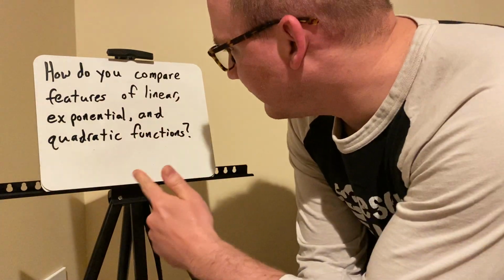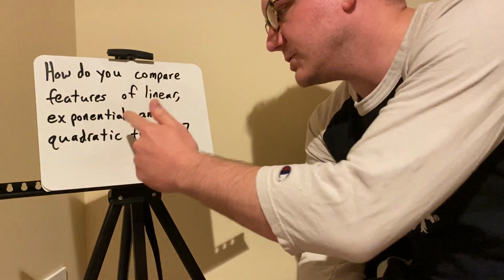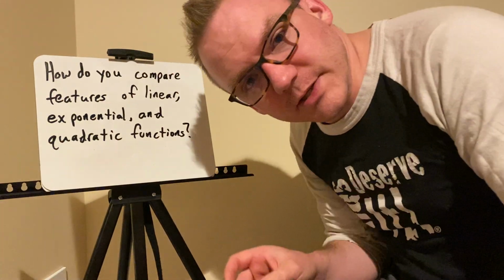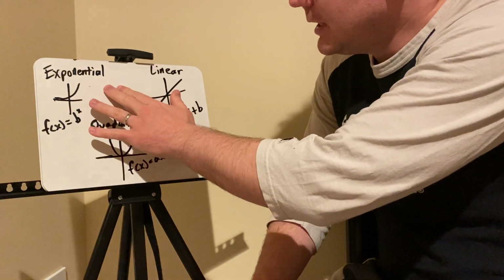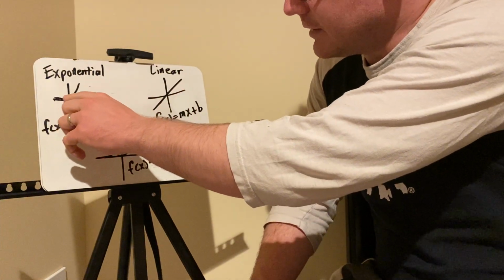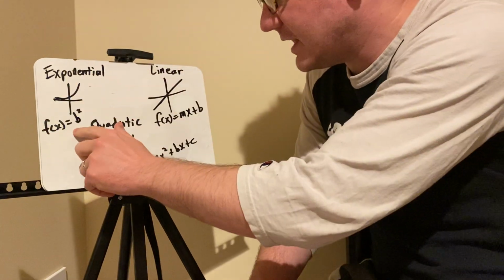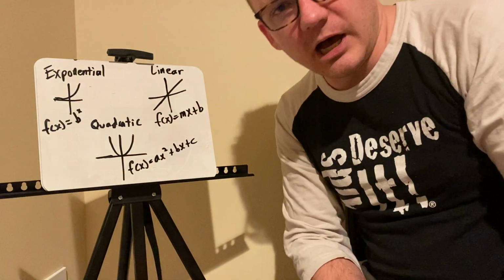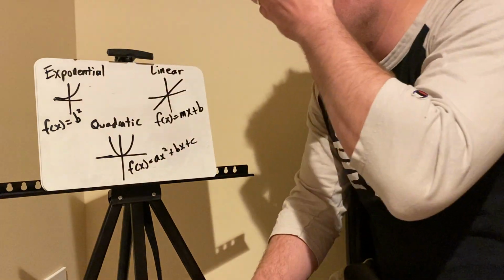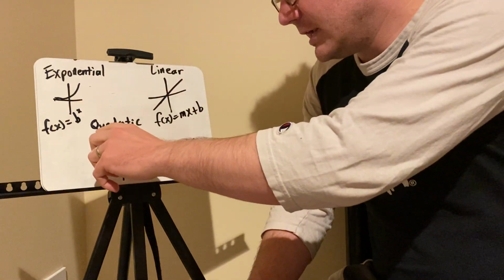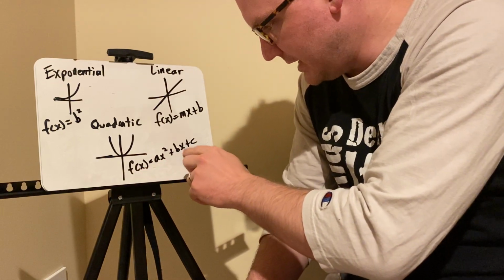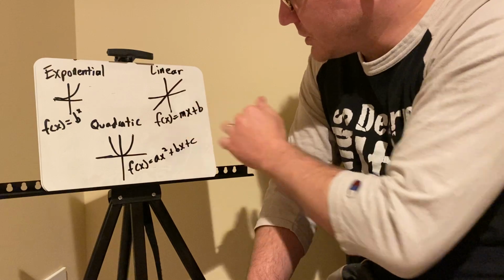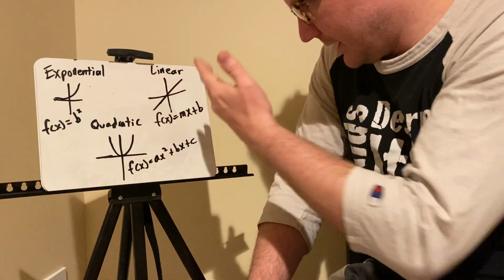How do you compare features of linear, exponential, and quadratic functions? Let's first review what those are. An exponential function is one that looks kind of like this. This is your parent function here, where f of x equals b, your base or common ratio, to the x as your exponent. A quadratic function is your parabola, f of x equals ax squared plus bx plus c. And a linear function is a straight line, f of x equals mx plus b.